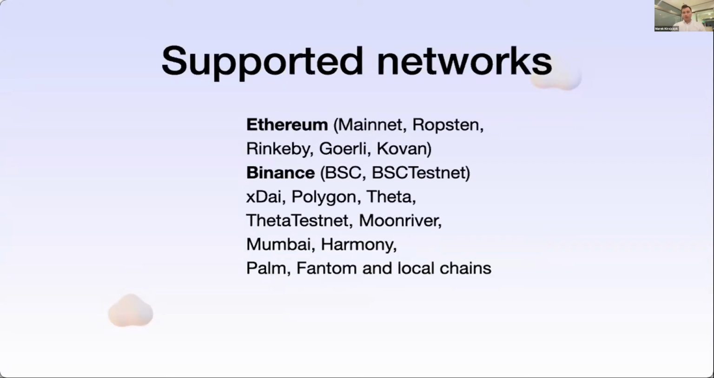Currently, we support all the Ethereum networks, mainnet and all the testnets. We support Binance, xDai, Polygon, Theta, Moonriver and Mumbai, which are the Polkadot chains, Harmony, Palm, Fantom, and a bunch of others. If you want to do local development, we support local chains, for example Hardhat or Ganache. And it's a really short pull request if you need to make it work with anything else; there are only a few things to configure. We keep seeing more and more of those pull requests coming, so if your network is missing, I'm pretty sure there's an easy way to add it.